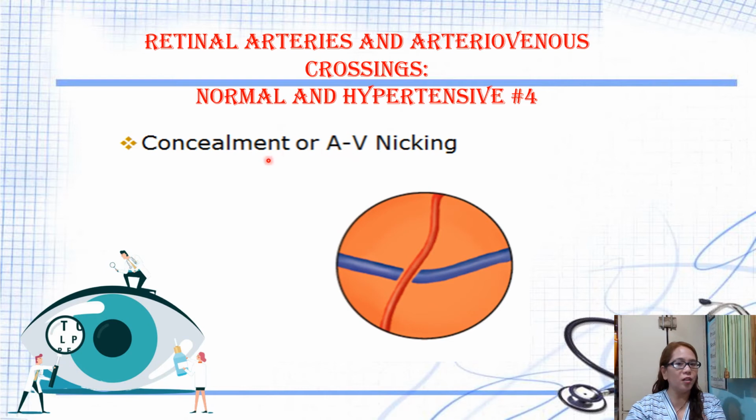Okay, moving on to another image of the blood vessels or the arteries and the arteriovenous crossing within the retina of the hypertensive client. We have what we call concealment or AV nicking, wherein the veins appear to stop abruptly. Yan, bigla siyang nag-stop dyan, nagputol on either sides of the artery.